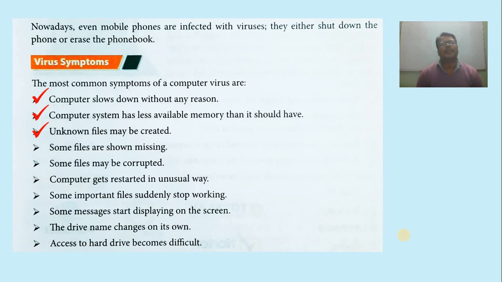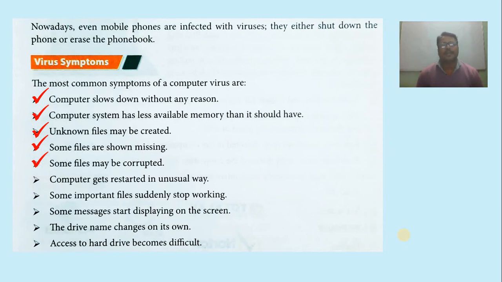Whatever files you have not created, extra files and folders will be created without your knowledge, and they will spread. This is due to the computer virus also. Some files are shown missing. A file you use regularly is available on your hard disk, but suddenly you see that the file is not available at that place. That is a missing file. This is also one cause of a virus.